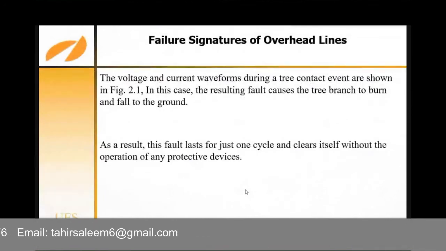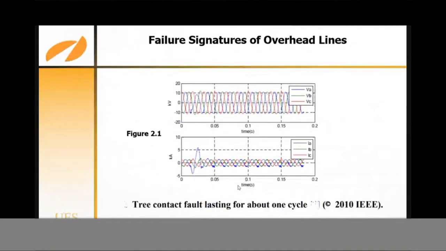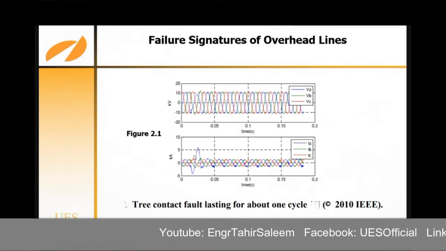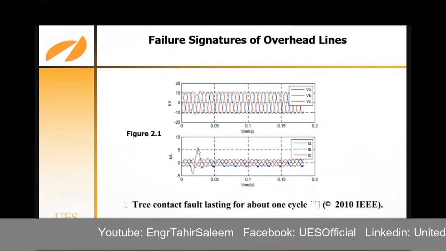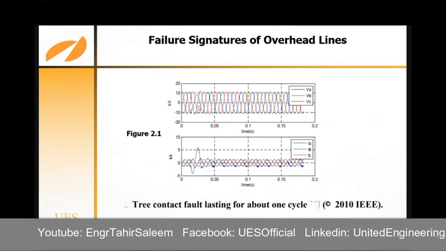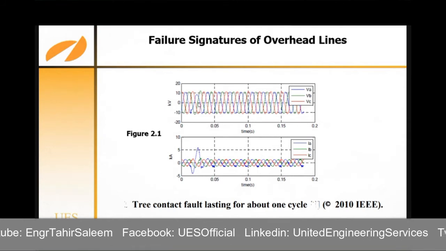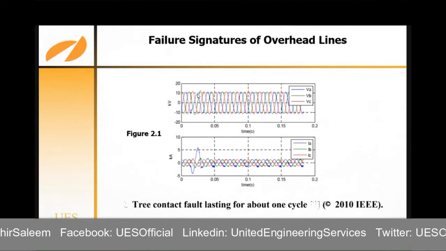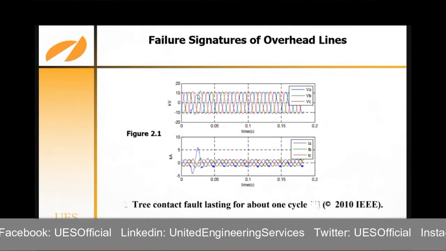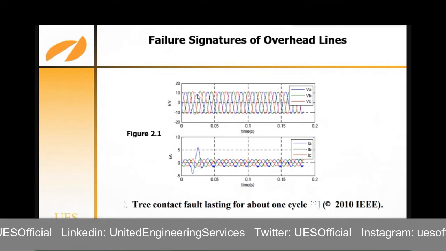Now the voltage and current waveform during a tree contact are shown in figure 2.1. Now I'll show it to you. As you can see here, this current waveform gives you the short circuit value for that tree contact that has lasted for just a single cycle. And during this short circuit, the voltage has dropped to 20% or more of its rated voltage.